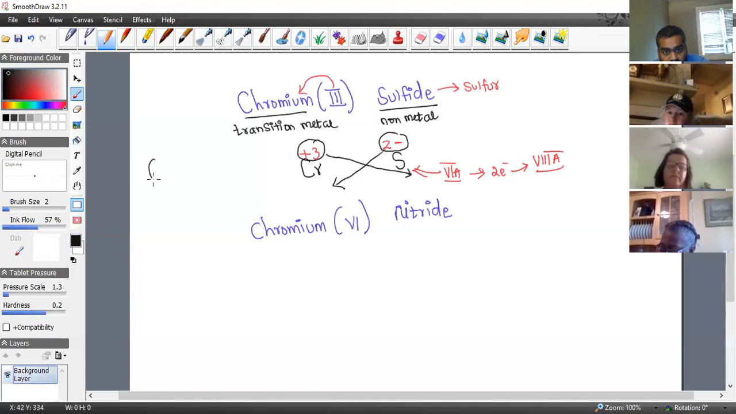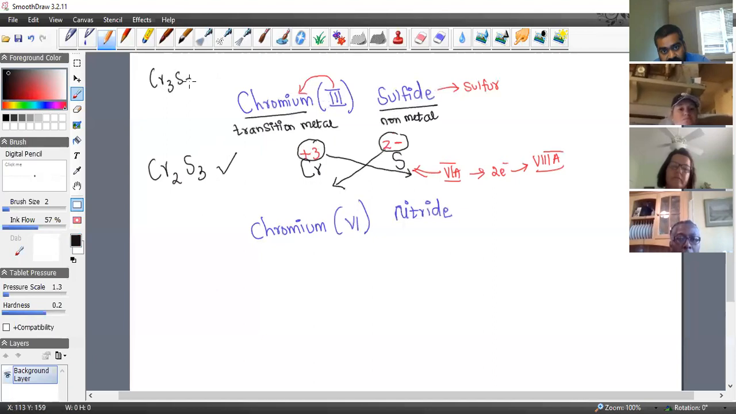So the chromium gets the 2, the sulfur gets the 3. Now, this is the correct answer. What students do is, because this 3 is tagged here, they write it as this. This is incorrect. This is correct.